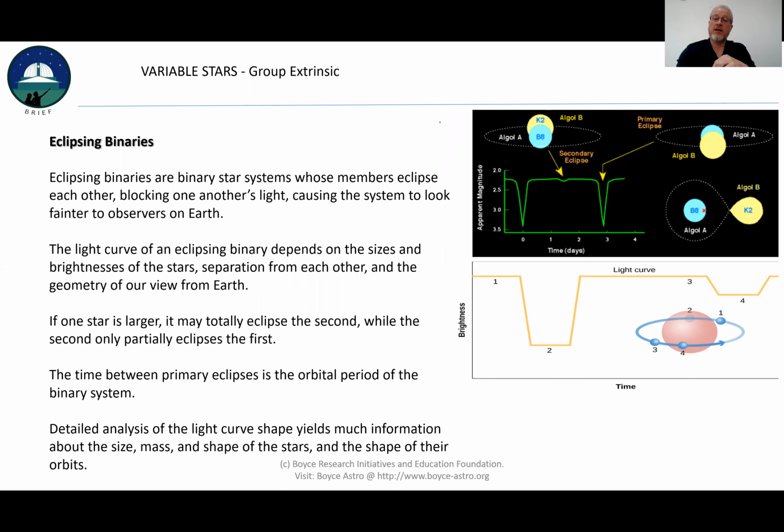So if you look to this image on the right, we have a particular system here. Note how the two stars are not fully aligned, so we won't get a true eclipsing effect, but you will get some blocking of the light. And so what you have is a primary dip here in the light, with a secondary as this B6 star comes back around. The time between this primary dip and this primary dip is the orbital time of this particular system. Detailed analysis of the light curve shape yields a lot of information about size, mass, shape of the stars, and the shape of their orbits, which we're going to talk about here in just a second.